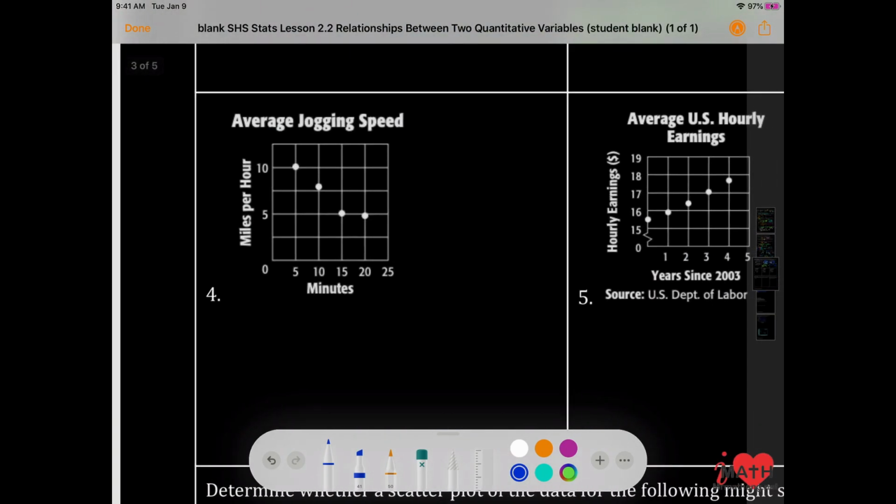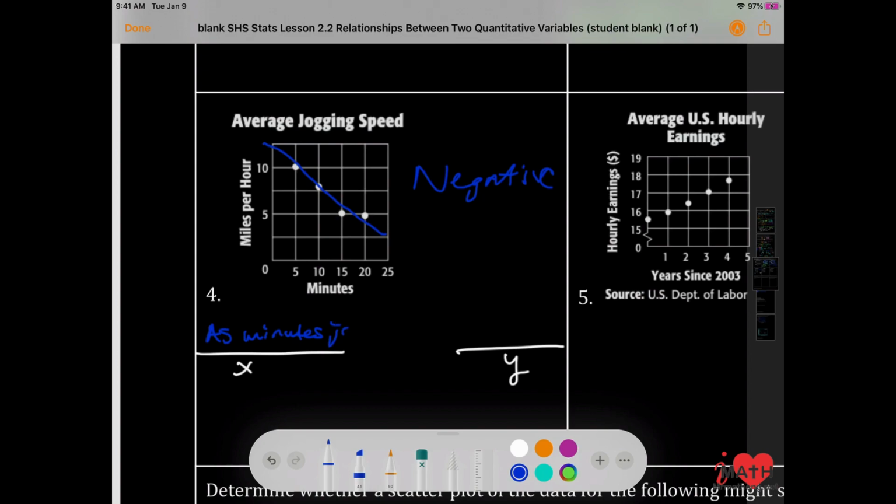All right, so take a look at this one, average speed. Same thing, kind of looks curved or going down, so we can say negative. What's happening? So again, you're starting on the x first, so let's make that clear. X, and then what's happening in the y's. Does that make sense? So on the x, as minutes jogged increased, what happens in the y variable?